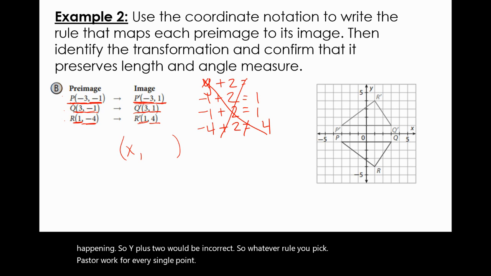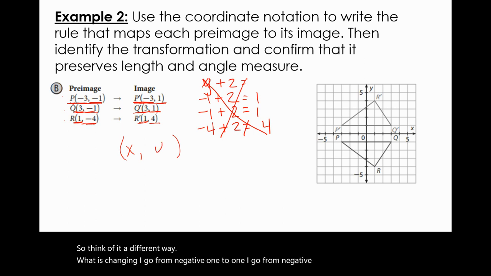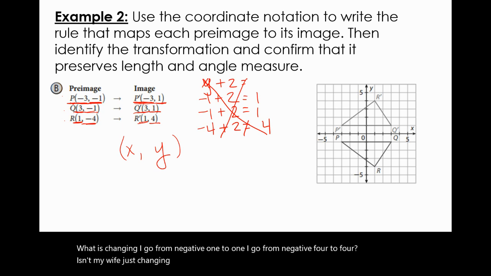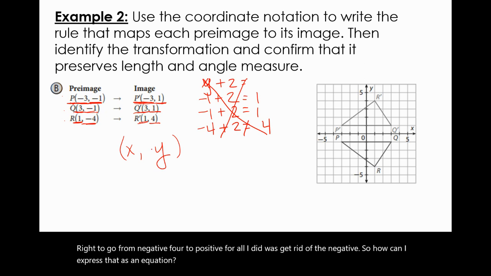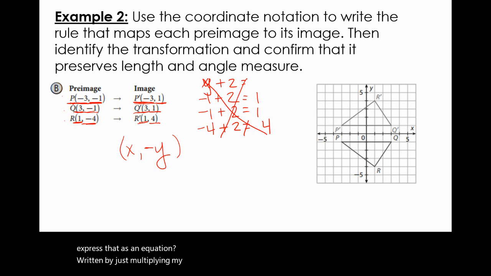So think of it a different way. What is changing? I go from -1 to 1, and I go from -4 to 4. Isn't my y just changing signs? To go from -1 to +1, all I did was get rid of the negative, right? To go from -4 to +4, all I did was get rid of the negative. So how can I express that as an equation? Couldn't I just multiply my y by -1?